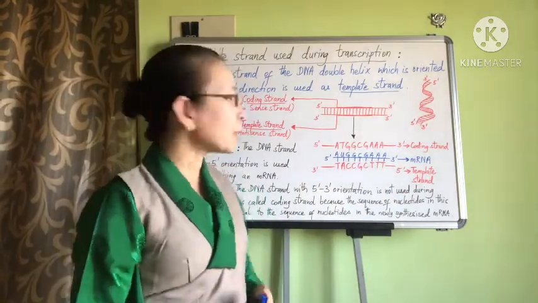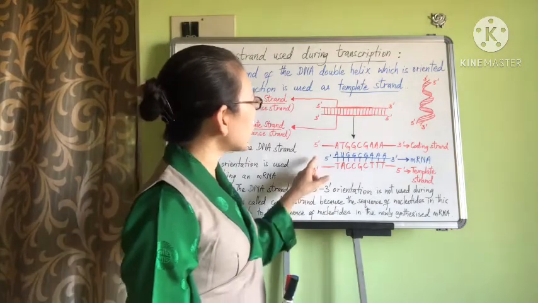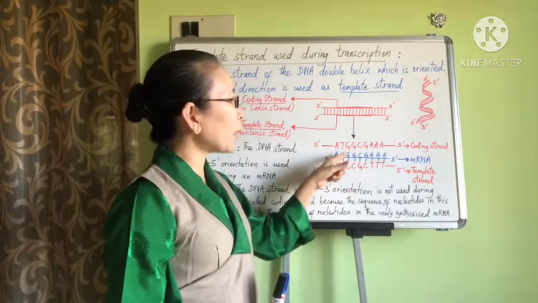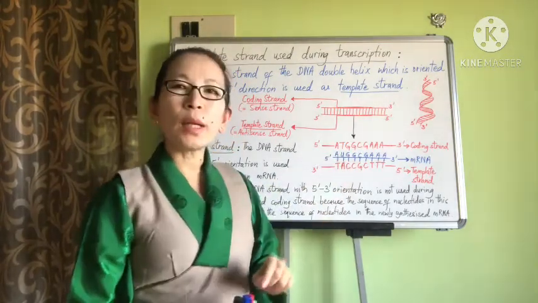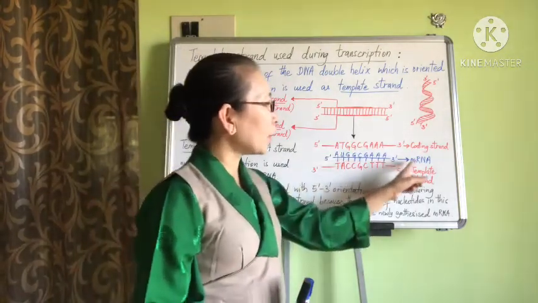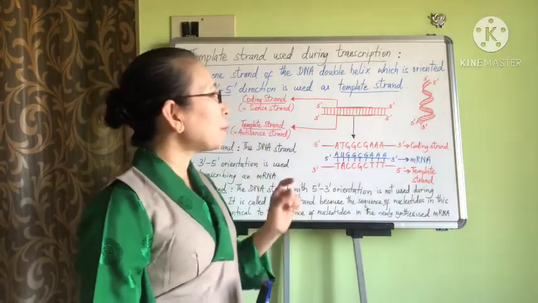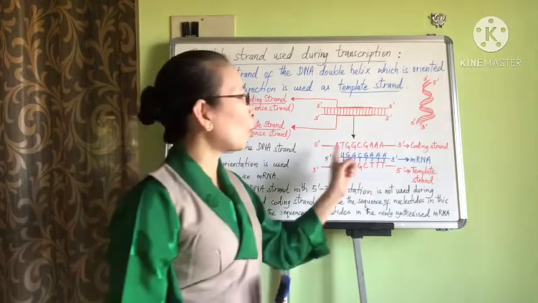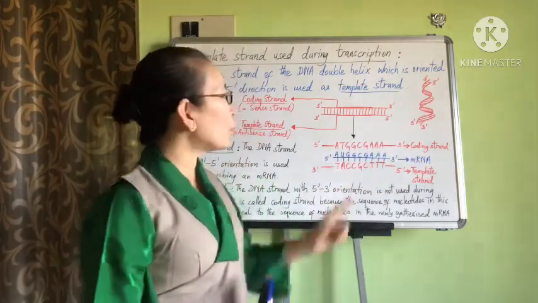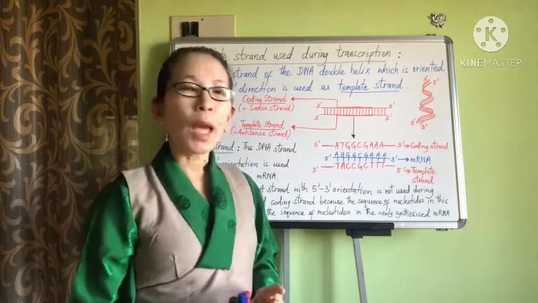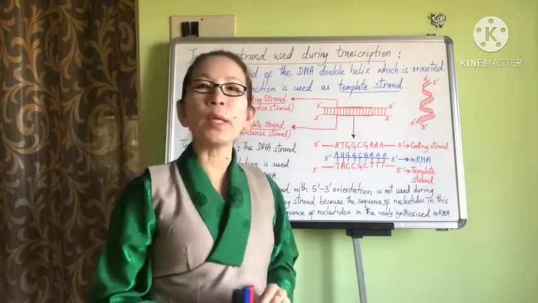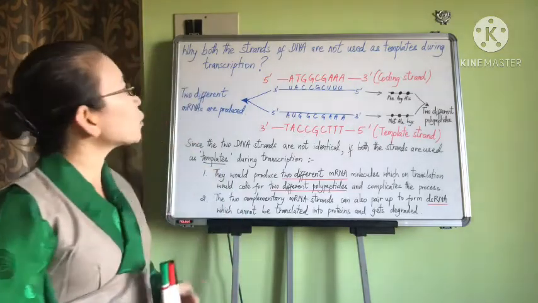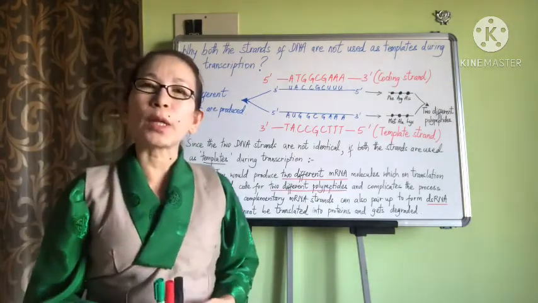This makes sense because RNA polymerase synthesizes the new RNA strand by following the complementary base pairing rule. So this results in a complementary mRNA whose sequence is completely identical to the sequence of the non-template strand or the coding strand, except for uracil in place of thymine and ribose sugar in mRNA. Well, you may think why both the strands of the DNA are not used as templates during transcription.